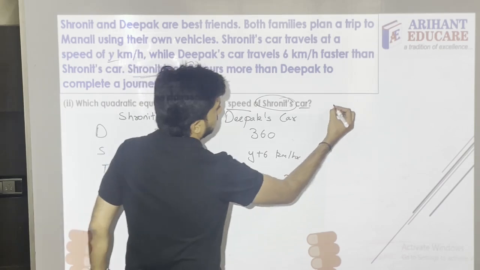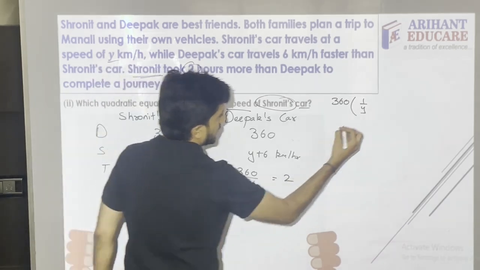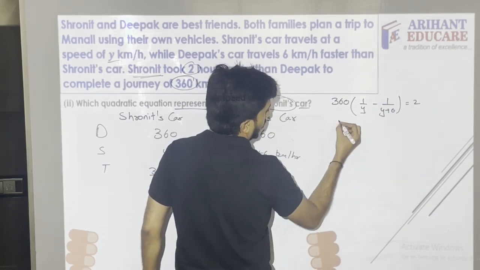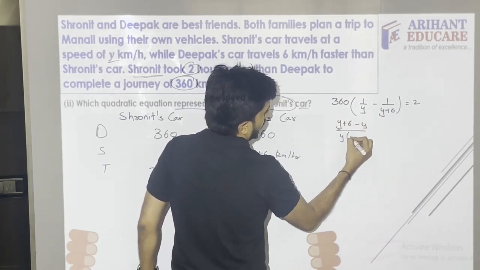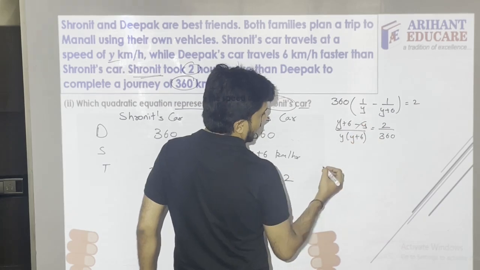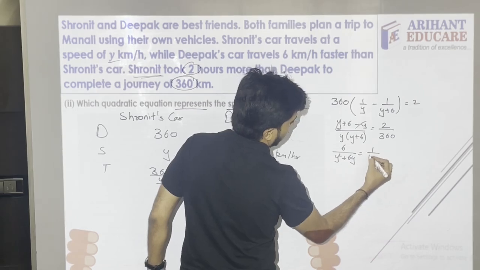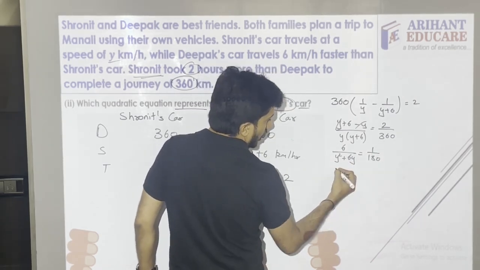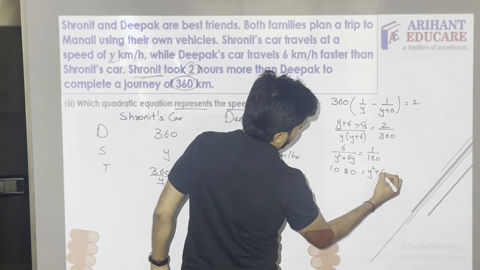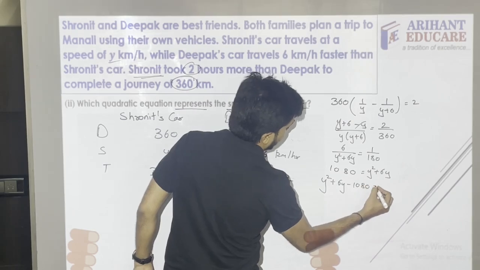This is very complex, right? So let's see. I'm taking 360 common. So I have 1 by y minus 1 by y plus 6 equals to 2. Cross multiply over here and 360 goes over here. y plus 6 minus y, upon y into y plus 6, will become 2 by 360. y gets cancelled. 6 by y square plus 6y will become 1 by 180. Again another cross multiplication. So 6 zeros are 0, 6 8s are 48, and 1080 equals y square plus 6y. So final equation is y square plus 6y minus 1080 is 0.